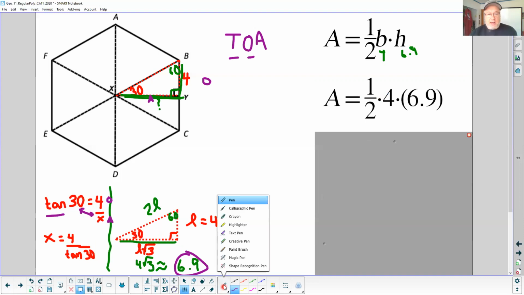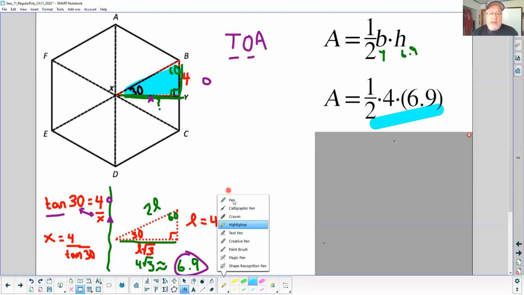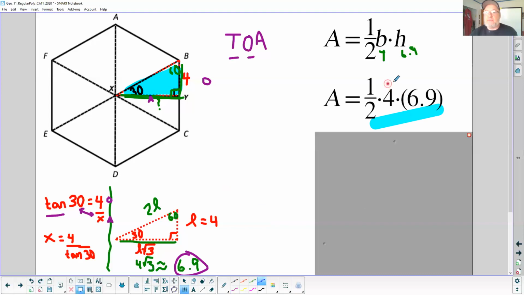So now here's the plan again. I'm going to change to a highlighter here, and I'm going to highlight this triangle in blue. Once I find the area of this, which is 1/2 times 4 times 6.9, I'm going to multiply that by 12. Now, just showing you an alternate way to do this, you could actually change this 4 here to an 8, because this is 4 and this is 4, and that would be 8, and then you'd be doing this whole triangle. If you did that, there's nothing wrong with that, then you just multiply by 6. But I'm doing this inside the light blue one, so I'm going to multiply this by 12.